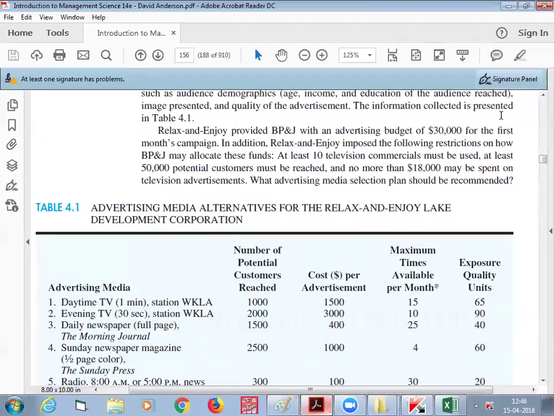Oh, I missed out the main paragraph. Very sorry. Relax and Enjoy provided BPNJ with an advertising budget of 30,000 for the first month's campaign. In addition, Relax and Enjoy imposed the following restrictions on how to allocate the funds. There should be at least 10 TV commercials, at least 50,000 potential customers should be reached, and no more than 18,000 should be spent on TV advertisement. So 4 constraints from there, 5 constraints from availability.